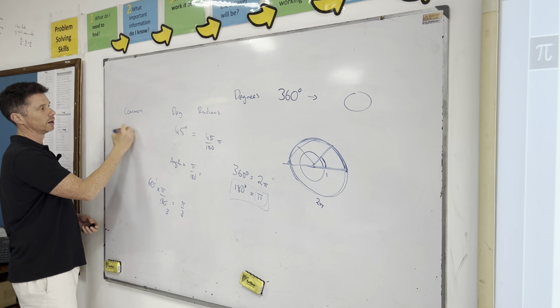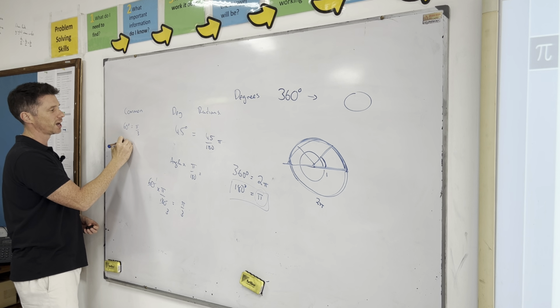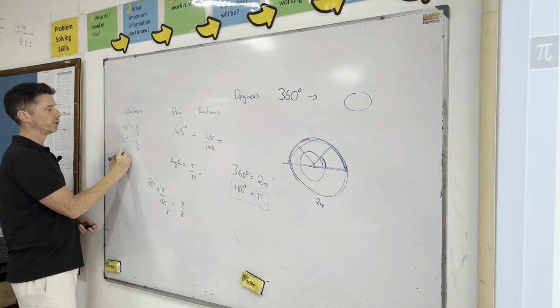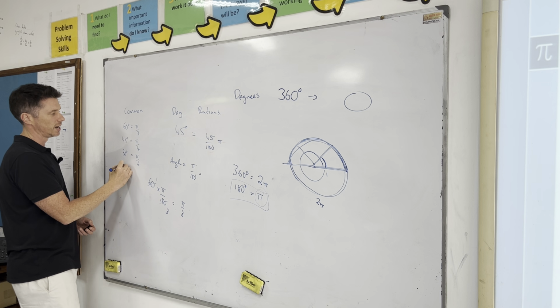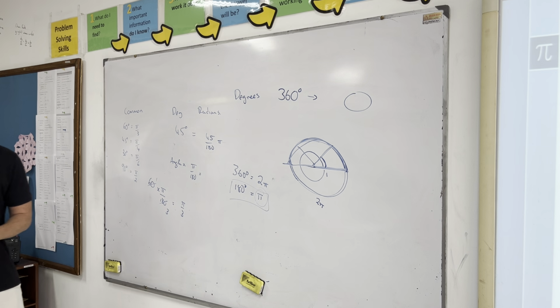So the common ones you see all the time are 60 degrees, which is pi over 3. 45 degrees, which is pi over 4. 30 degrees, which is pi over 6. And 90 degrees you see a lot, which is pi over 2. They're very common. You have to switch between those all the time.